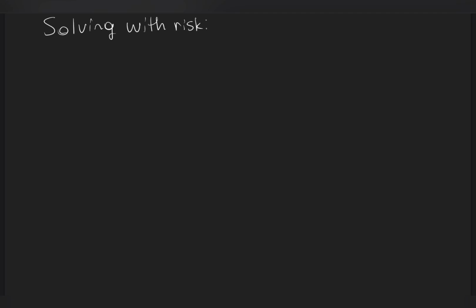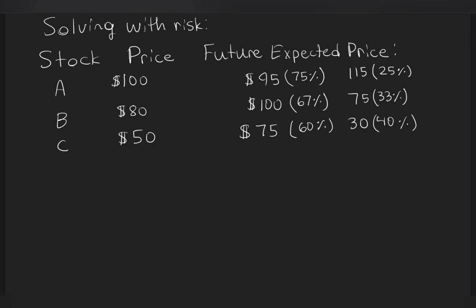Now let's talk about solving a portfolio optimization problem with risk being considered. Okay, so we have our stocks, we have the prices, and we have our future expected prices. So let's look at stock A here. There's a 75% chance that the stock drops $5 in value, and there's a 25% chance that it increases $15 in value. To calculate these probabilities, it will require some knowledge about the stock market and some statistical analysis. That's quite complicated, and I'm not going to get into that in this video.